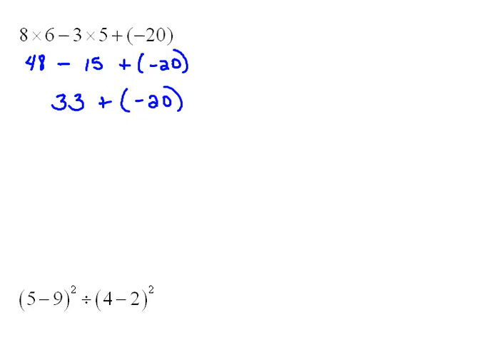Now I've got 33 and a negative 20, so we are adding opposite signs, which means we subtract and keep the sign of the larger number.